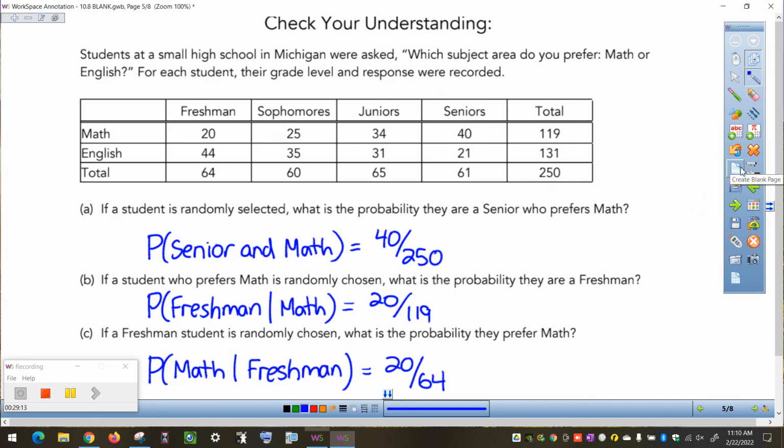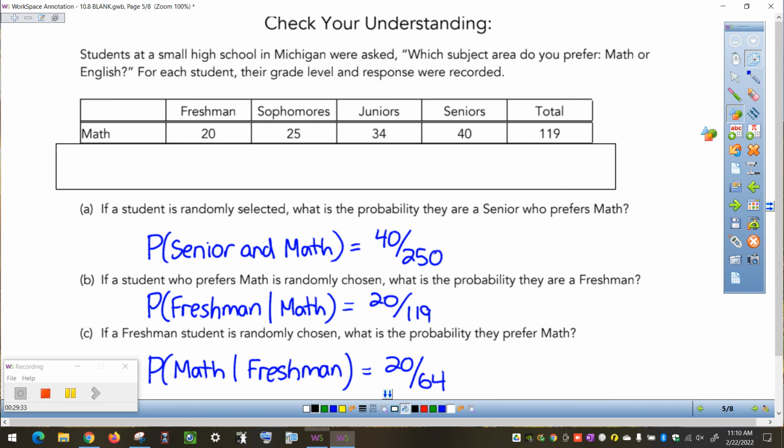All right, now the questions are slightly changing because now in part B, there is a condition that has to be met. So it says, if a student who prefers math is randomly chosen, what is the probability that they are a freshman? Well, what we can do here is go ahead and ignore this bottom part of the table because we're just looking at the students who preferred math, which was a total of 119, so that's our new denominator. And 20 of those students who preferred math were freshmen.